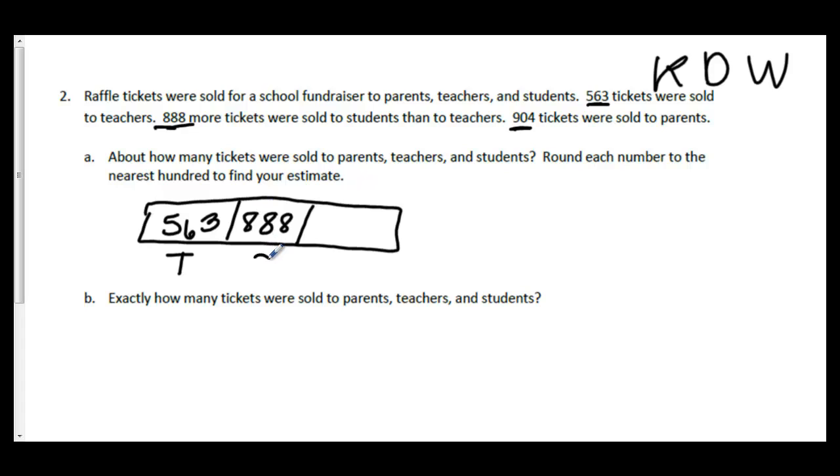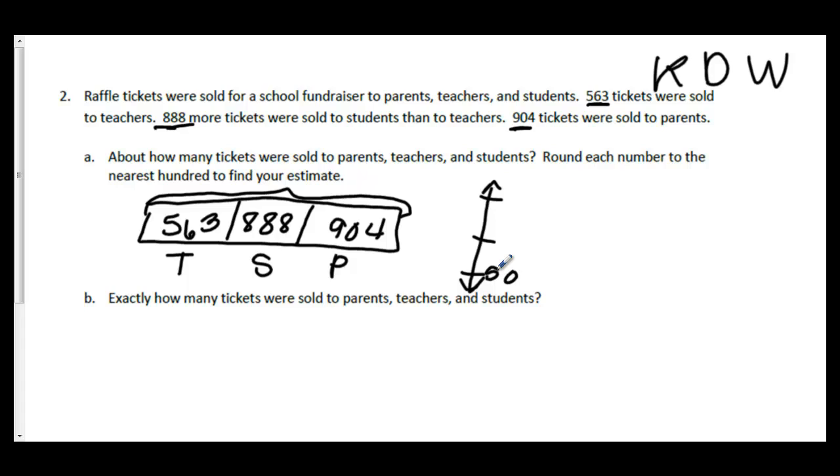Now, if I was being accurate, this box would have been bigger than 563. And then 904 tickets were sold to parents. So what I'm trying to find out is the total here. This together. So that tells me that I'm going to use addition. So I'm going to round these numbers. Again, if you don't feel like you need to go along with me and round these numbers to the hundred, feel free to do it yourself and then you can fast forward. Okay, so I'm rounding each number to the nearest hundred.